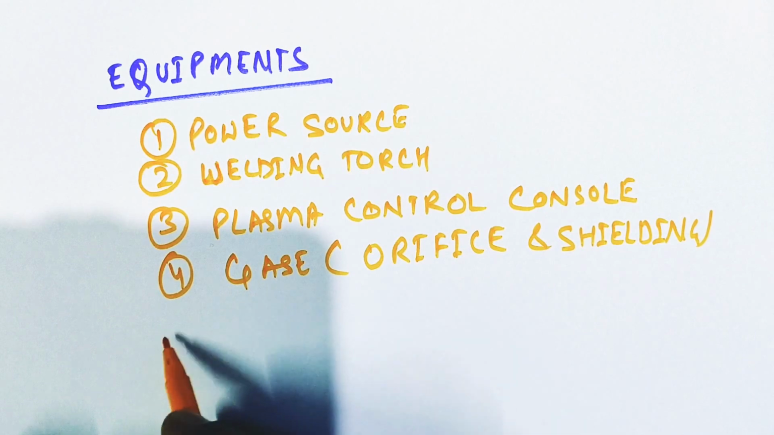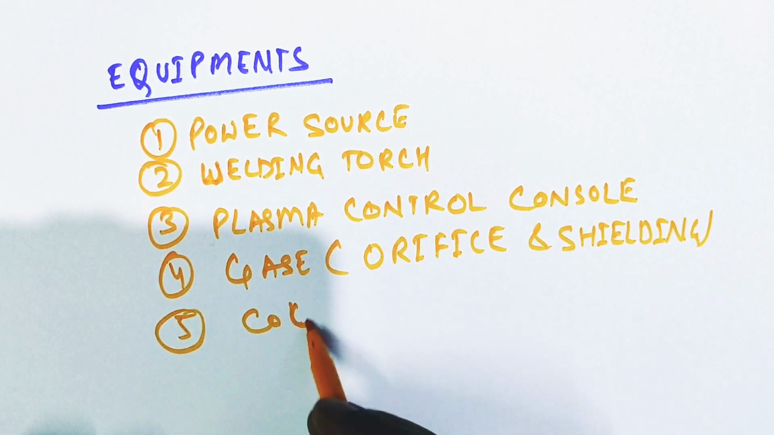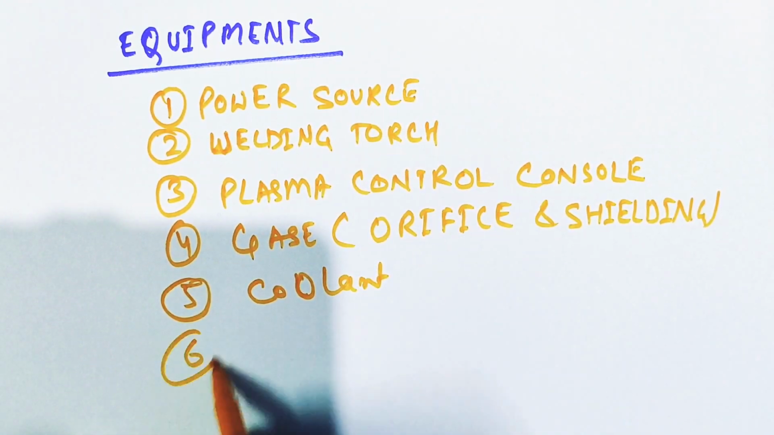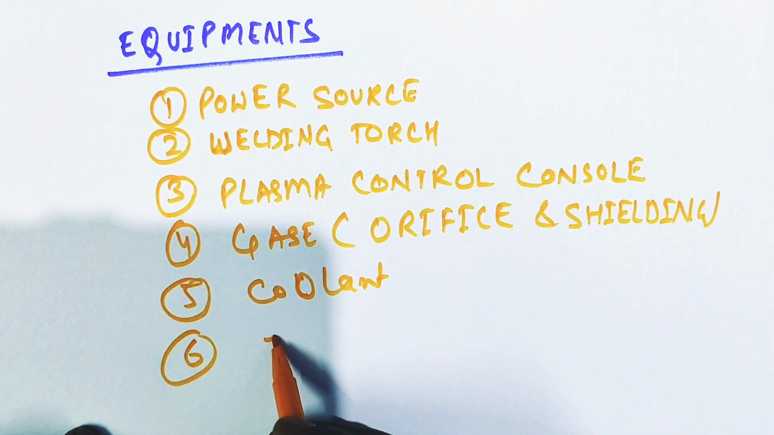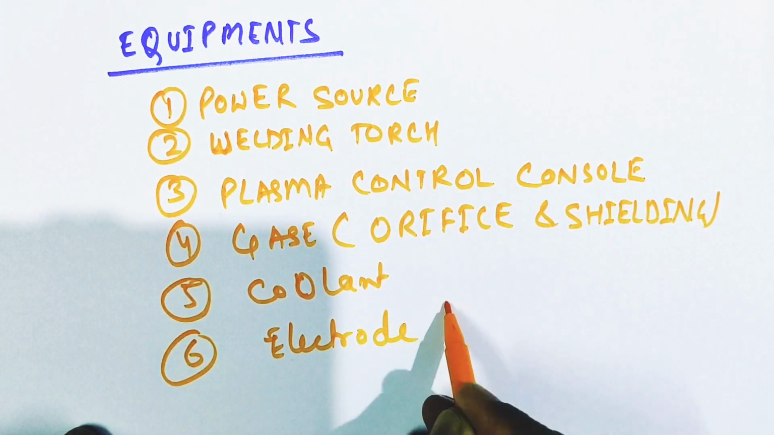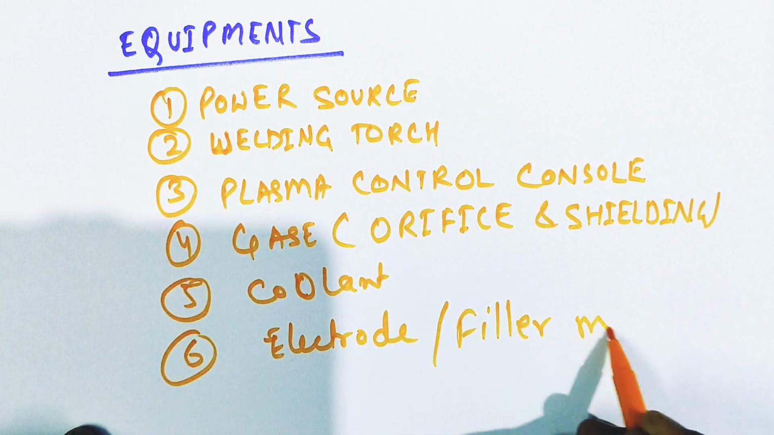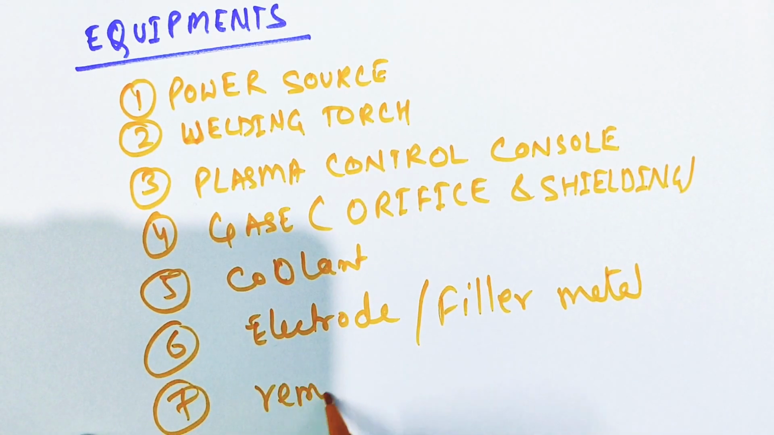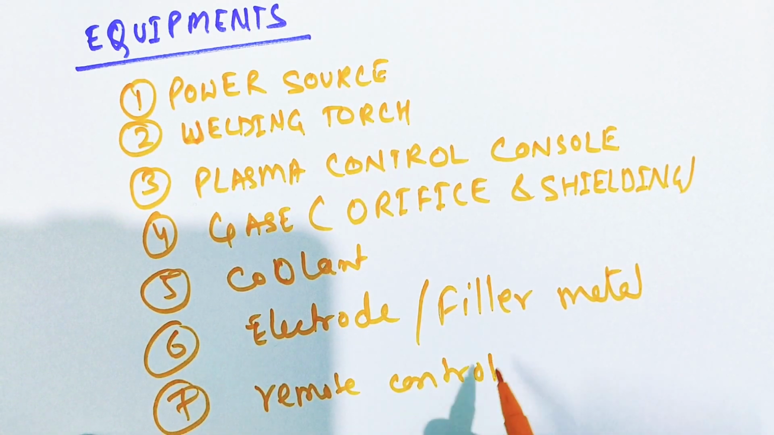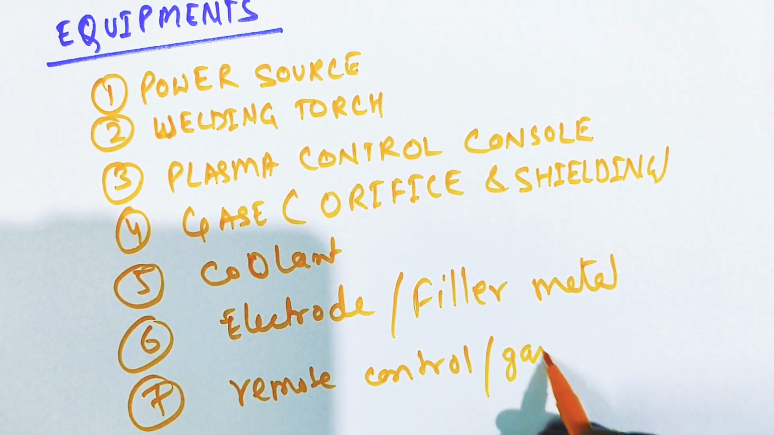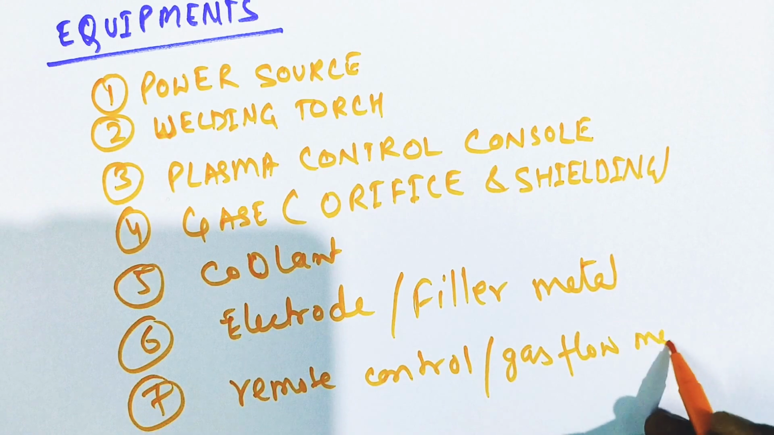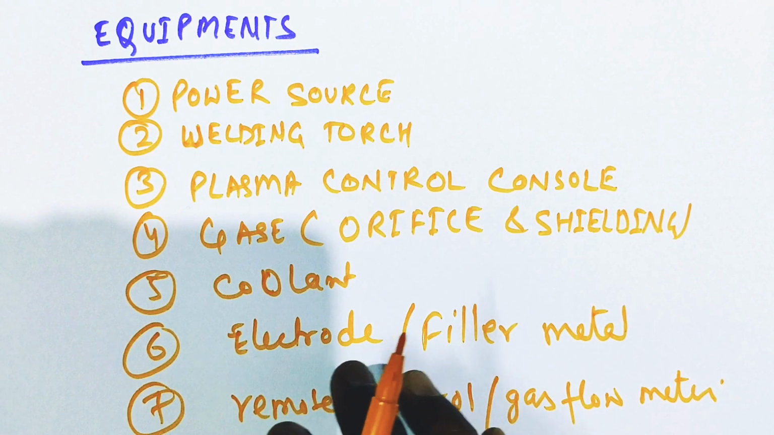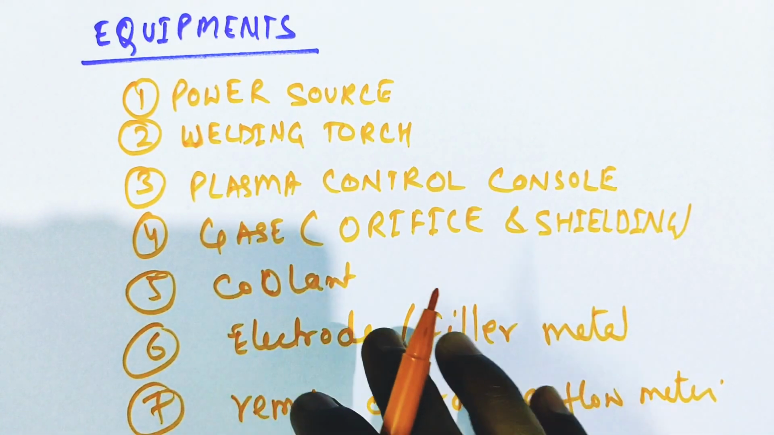Then coolant. This is torch coolant. It cools the torch. Again, in welding torch we have one electrode. So electrode and filler metal. And finally, some accessories such as remote control, gas flow meter, and on-off switch. So these are the equipment mostly used in plasma arc welding. I'll discuss everything about this equipment in brief.